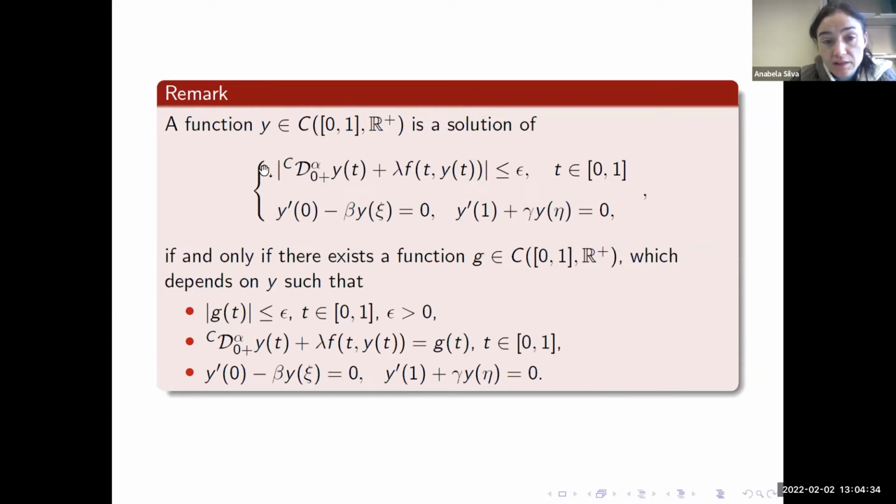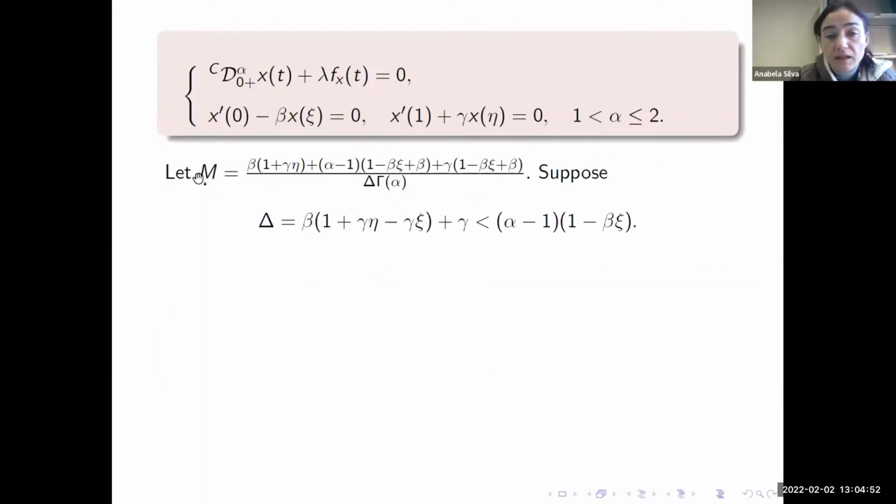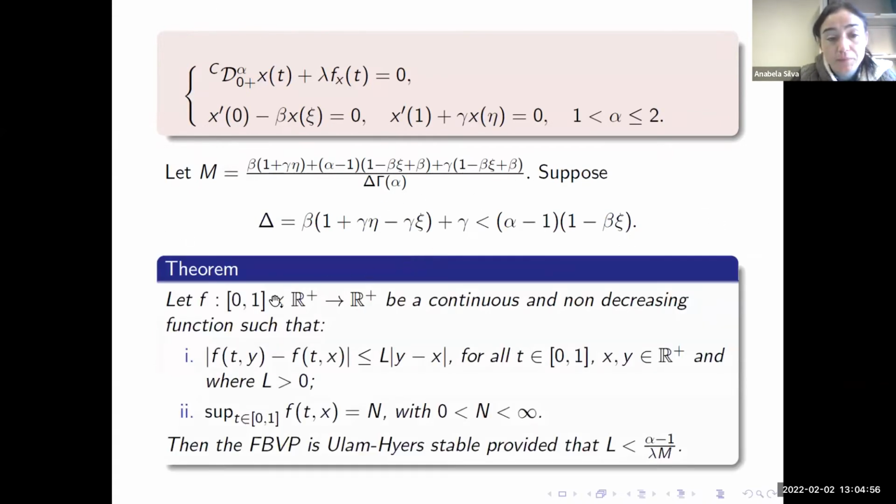So g is the expression that appears in the modulus. The initial conditions are again satisfied. And we use this in particular to study the stability. So this is the problem that we are studying. This is the M that we have defined before. We will always suppose this condition, as I said, and we obtain this theorem.